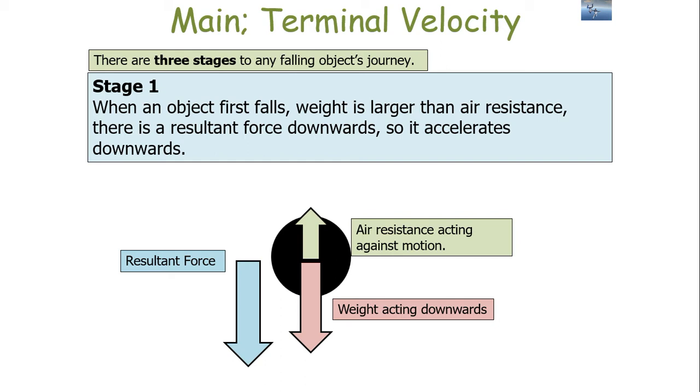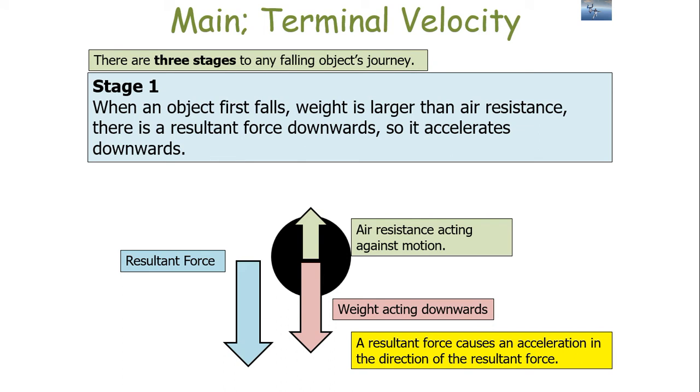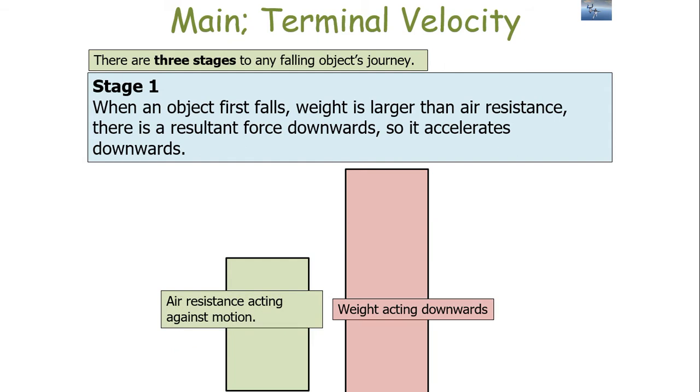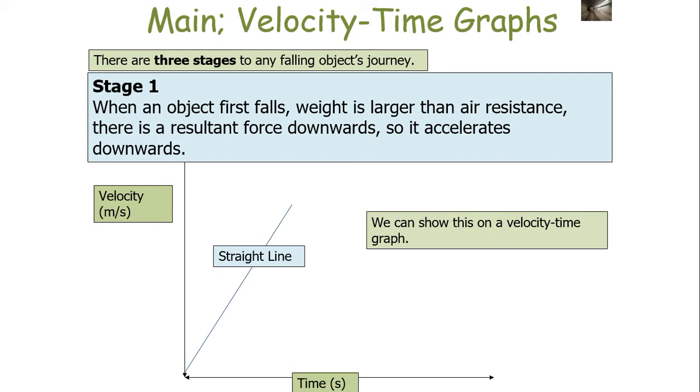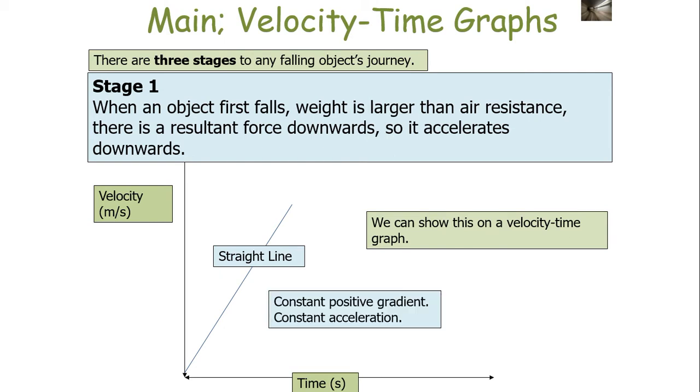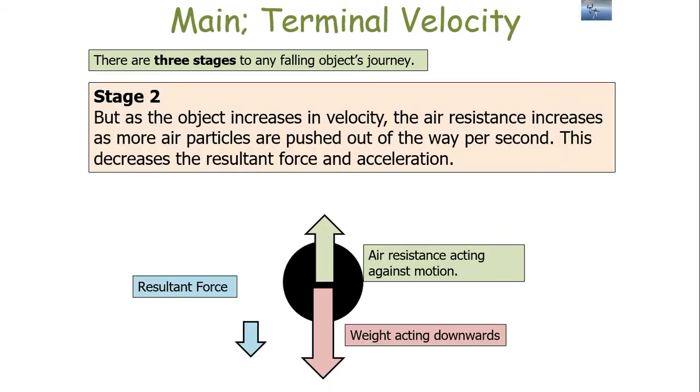So in stage 1, when the object first falls, weight is larger than air resistance, there's a resultant force downwards, the object accelerates downwards. And the resultant force causes your acceleration in the direction of the resultant force, Newton's first law of motion. So as the object accelerates downwards, it's because the resultant force is acting downwards. So you've got your air resistance a lot smaller than weight. So you've got a resultant force. So that gives you a straight line because you've got constant positive gradient, constant acceleration.